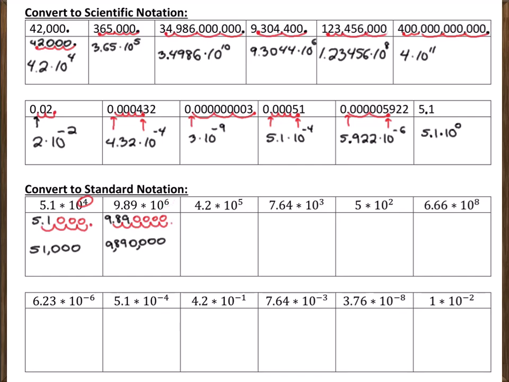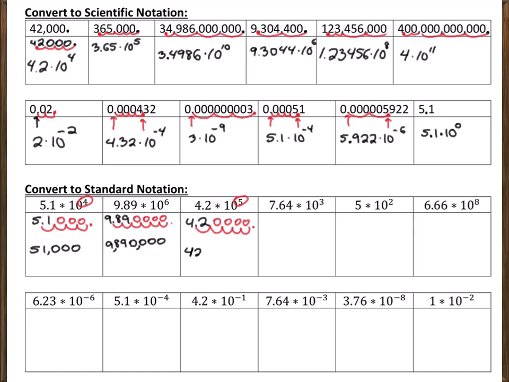Okay, so now we have 4.2 times 10 to the 5th power. Again, we're going to move the decimal point over 5 times. 1, 2, 3, 4, 5. Notice that you can't necessarily rely on the exponent to tell you the exact number of zeros, right? Because you also have a varying number of digits after the decimal point. For example, I have 2 digits here, I have 1 digit here.